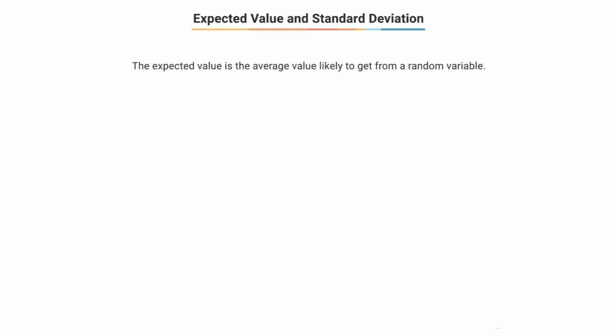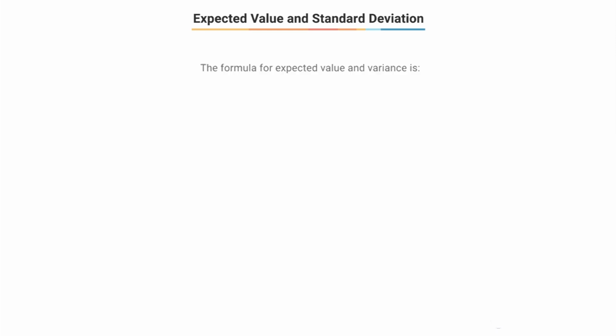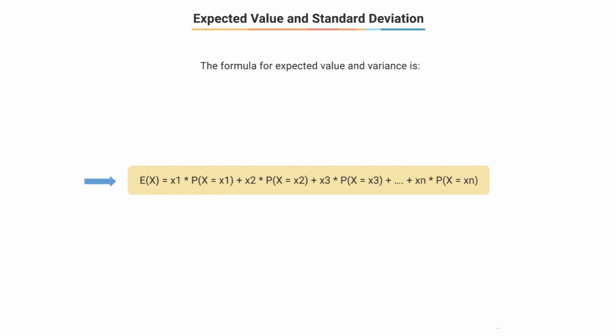Recall that the expected value is nothing but the average value that we would expect to get from a random variable, and the way it is calculated is that we take the value that x takes, x1, multiplied by the probability that x takes x1, summed up for all the values of x that we can take. So basically it is x1 times probability of x1 plus x2 times probability of x2 and so on up till xn times probability of xn.